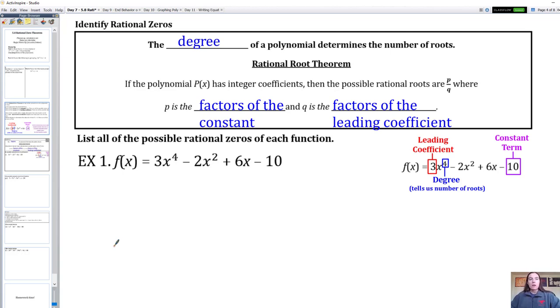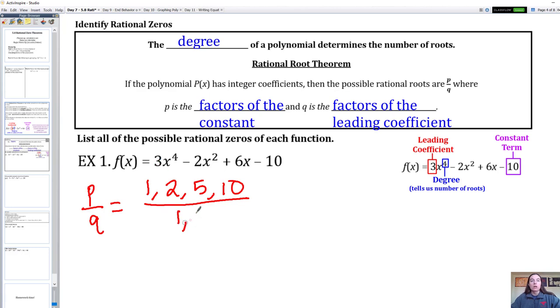So first let's figure out P. We have f of x equals 3x to the 4th minus 2x squared plus 6x minus 10. Our constant is the number at the very end. We're just going to worry about the 10. We're not going to worry about the negative, because again, we're including the plus and the minus. So for P, we're doing P over Q. Our factors of 10 are 1, 2, 5, and 10. And we're going to divide by the factors of Q, which are the factors of our leading coefficient. The leading coefficient is 3. The factors of 3 are 1 and 3, and we need to include that plus or minus.